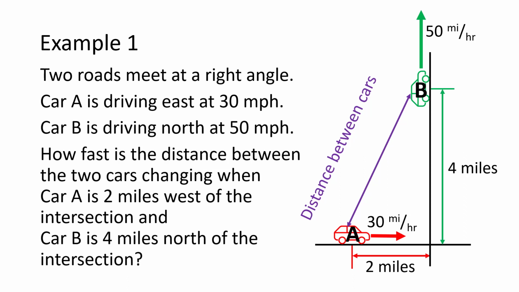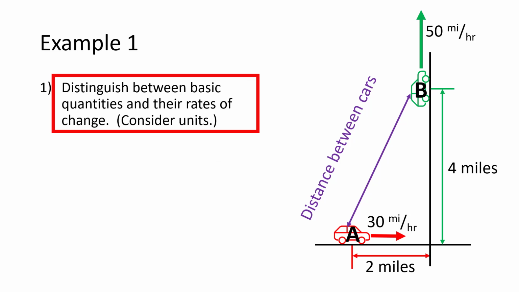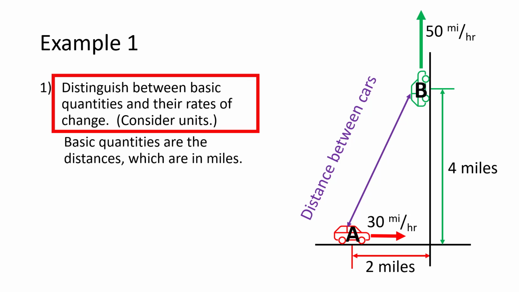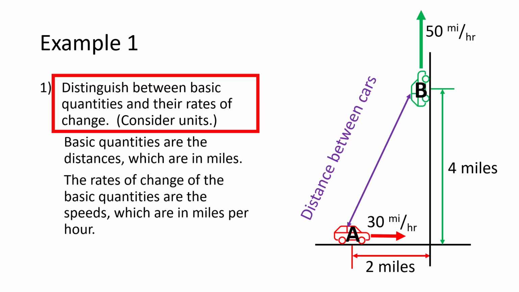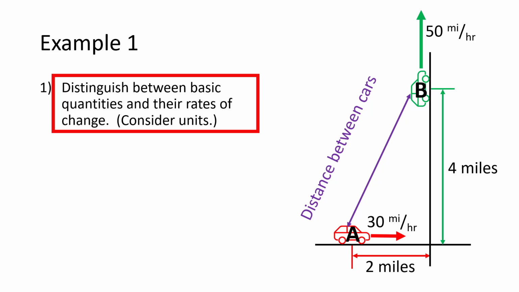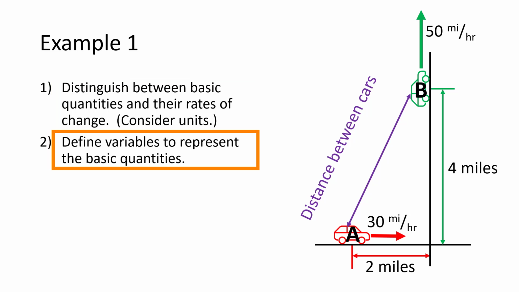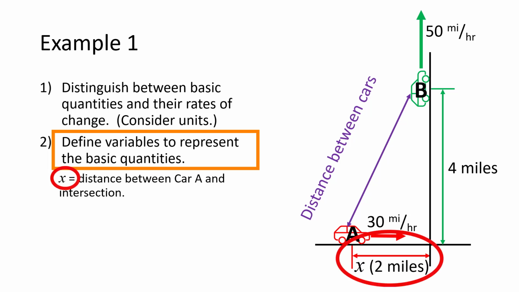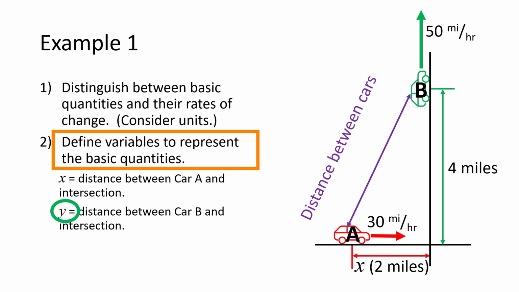We have information about where the cars are and how fast they are moving. The basic quantity is position, or distance, which is in miles. The rate of change of distance is the velocity, which is in miles per hour. We start with the basic quantities, the positions of the cars. At a particular moment, Car A is 2 miles west of the intersection. But it does not stay there. It is moving. That means the distance between Car A and the intersection is a variable. I'm going to call it x. The distance between Car B and the intersection is also a variable. I'm going to call it y.